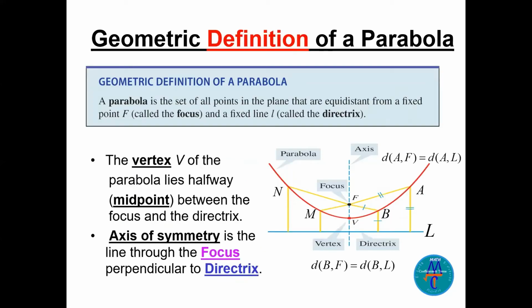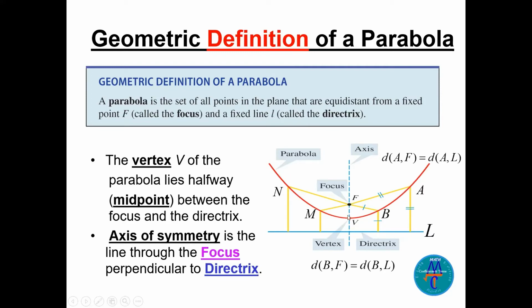Now let's look at the geometric definition of a parabola. We start with parabola, ellipse, then hyperbola. A parabola is the set of all points, so we have points on this parabola like A, B, V, M, N, that are equidistant. The word equidistant we have seen in algebra. It means the same distance, from a fixed point called the focus, and a fixed line called the directrix. So we have a directrix here, a line, and a point here, which we call the focus.